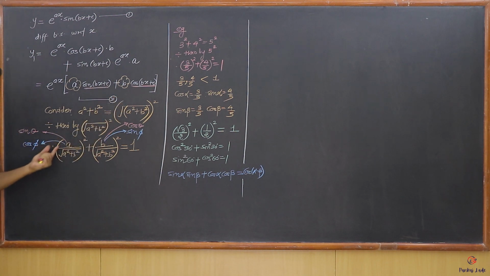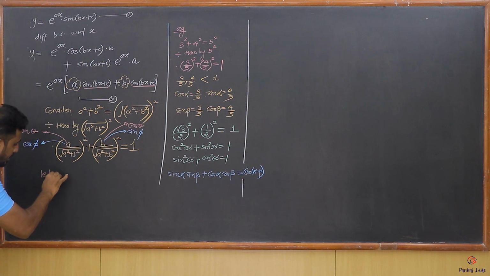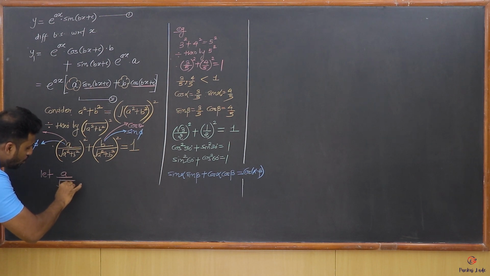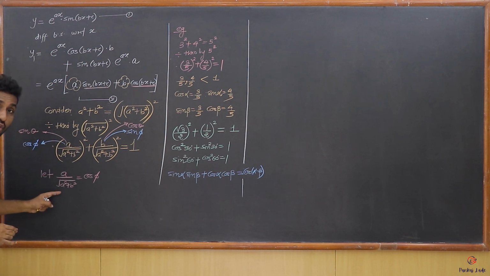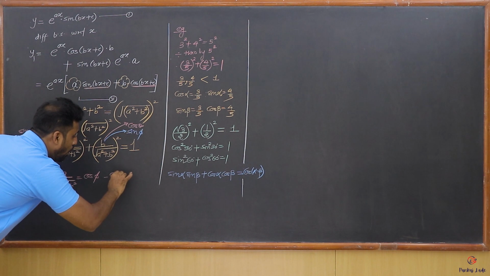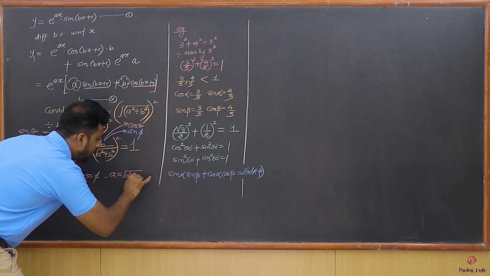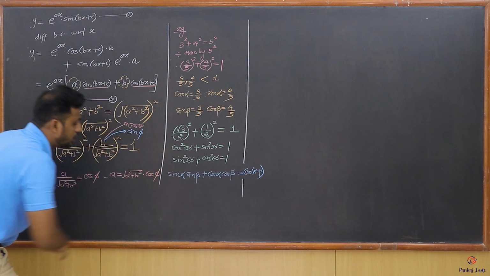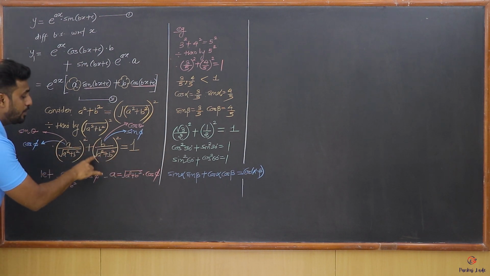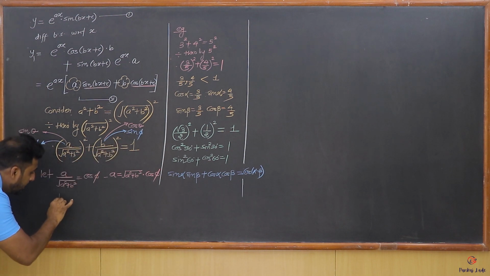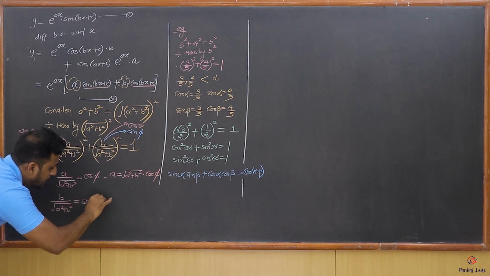So here I'm going to take this a upon root of a square plus b square as cos phi. So I'm going to write here, let a upon root of a square plus b square be taken as cos phi. Now students, if a upon root of a square plus b square is cos phi, what does a become equal to? A becomes root of a square plus b square into cos phi. Likewise students, I'm going to take b upon root of a square plus b square as sine phi.